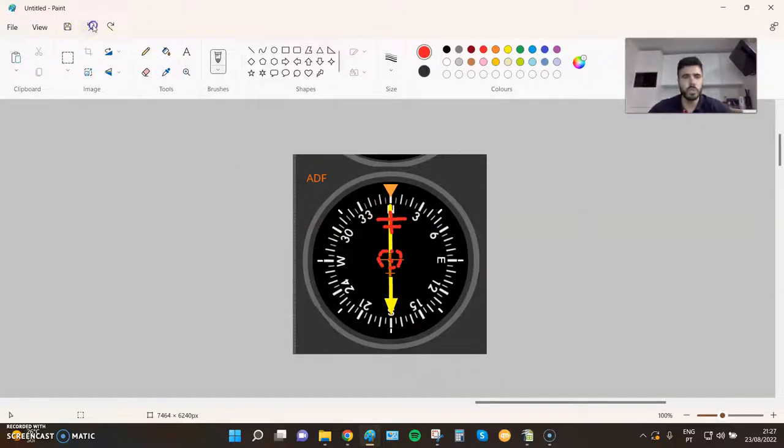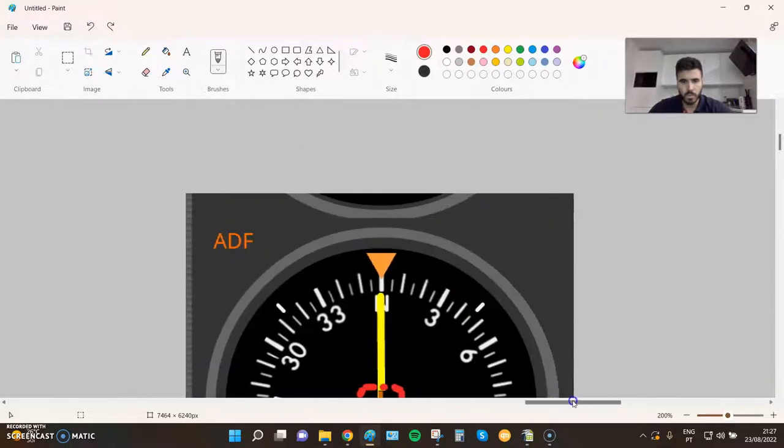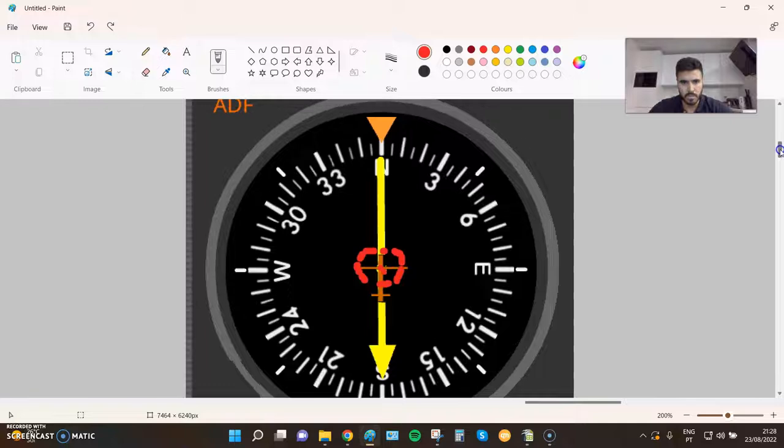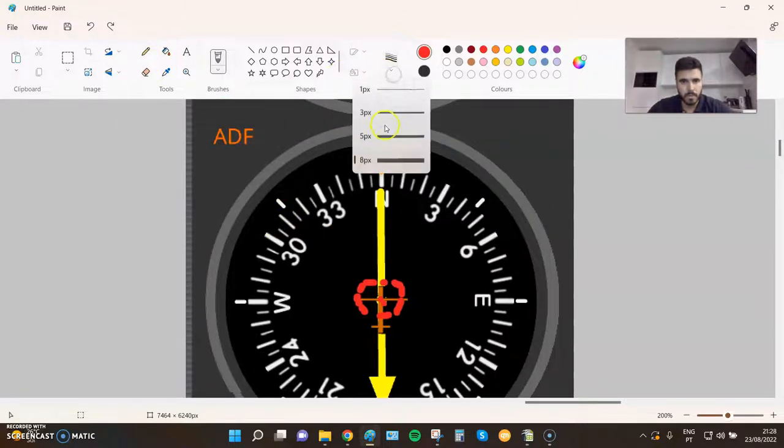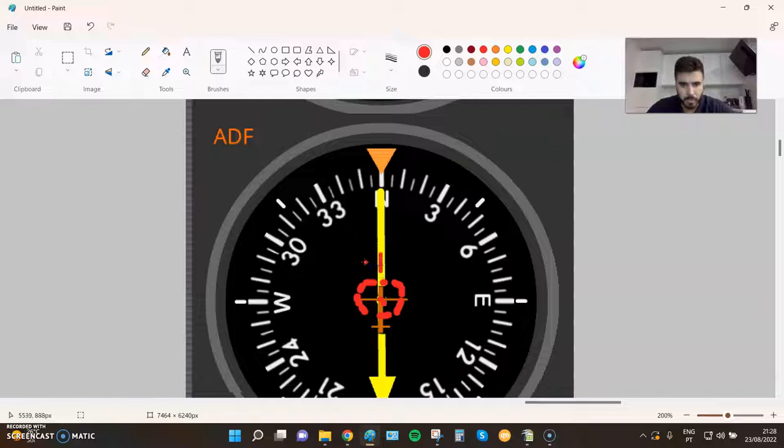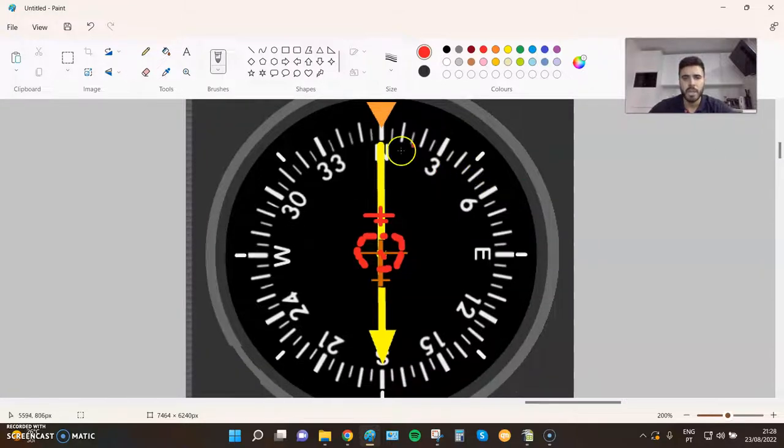So now what I'm going to do is select this as a bigger image, and now imagine that I'm here, all right, and they tell me they want me to intercept QDR, let's say 030. That means that they want the needle to change from here to, let me do a line so you understand better, from here to here. This is where they want the needle to move. So basically they want you to intercept this line of position QDR 030, outbound.